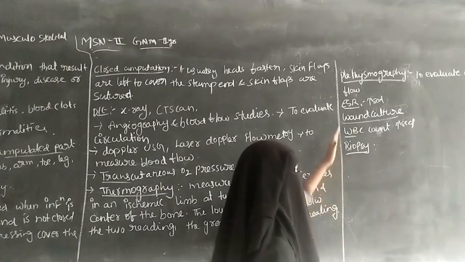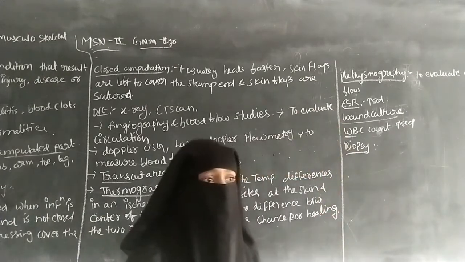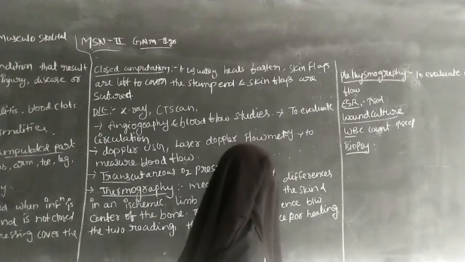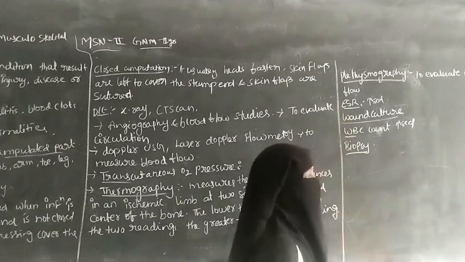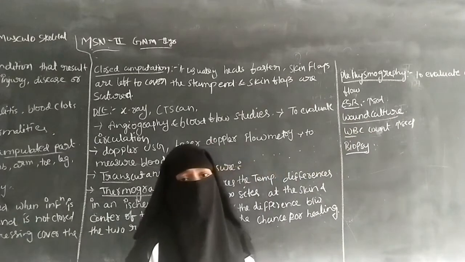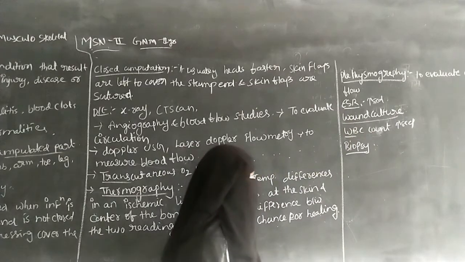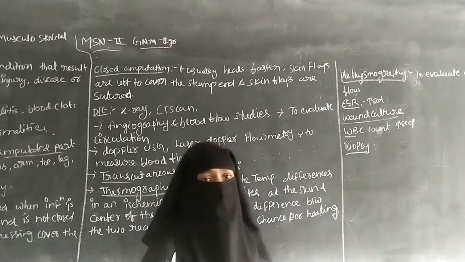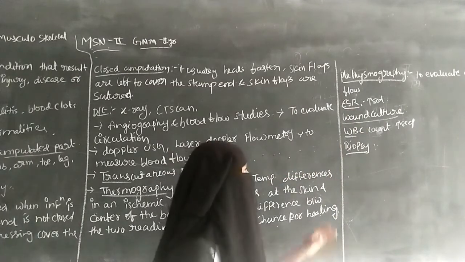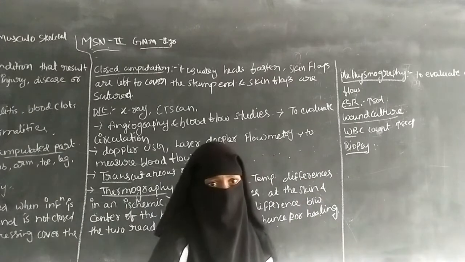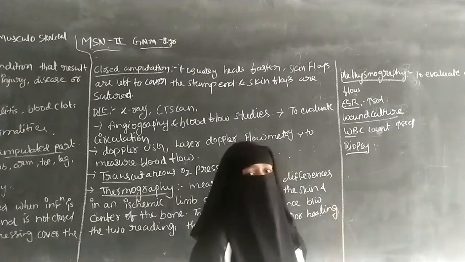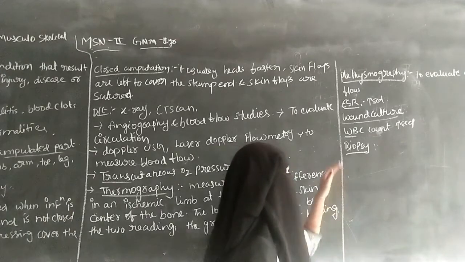And next one is ESR, the erythrocyte sedimentation rate. The normal ESR count is 22 mm per hour. If the ESR, the erythrocyte sedimentation rate, has increased, it indicates an inflammatory process. So if the ESR becomes increased, it indicates an inflammatory reaction.